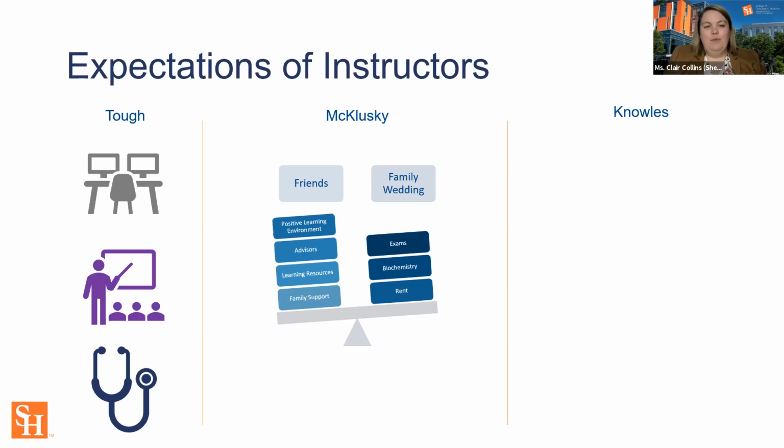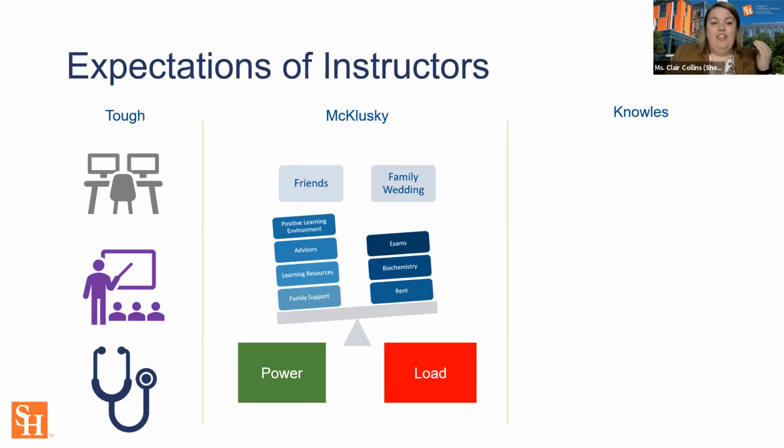The second one that we covered was McClusky. And McClusky is all about this idea. I talked a little bit about balance and load just a minute ago. So students sometimes, if you think of them as a scale, kind of get out of whack, and we want to help that. We want to make sure that their power, the things that push them through and allow them to thrive, is equal to or more than their load. And that's all of the things that they have going on, all of the things that they have to tend to.